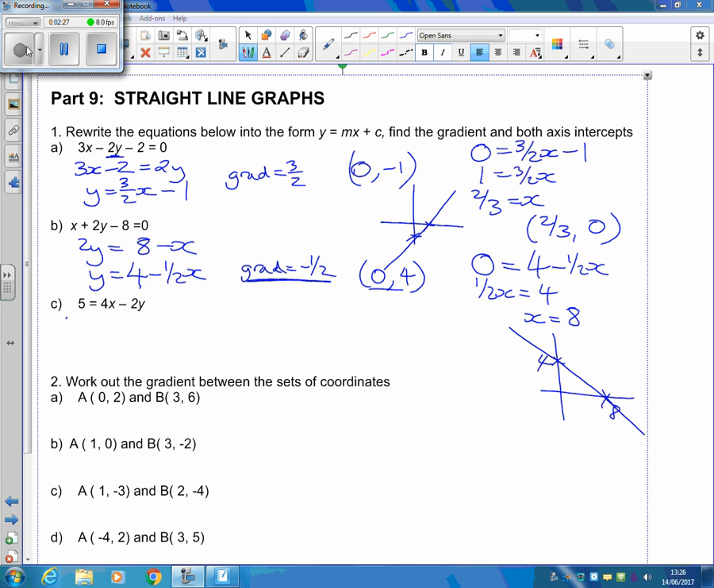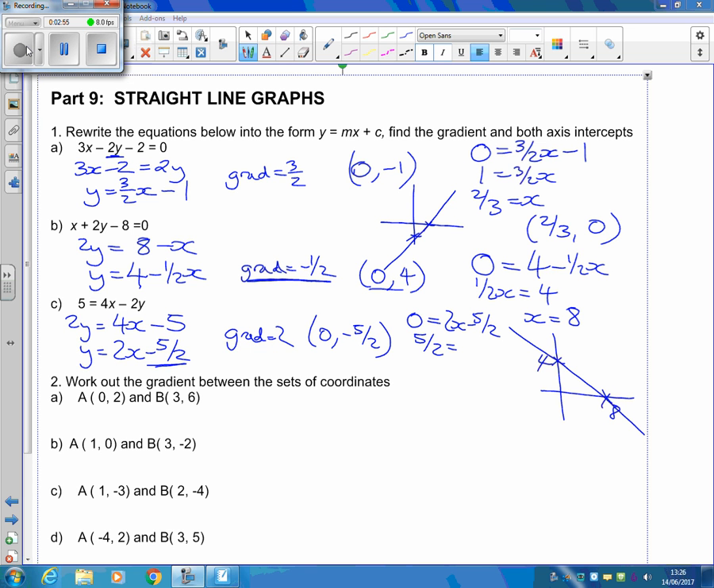What should we do here? Should we add 2y to both sides, take away 5 from both sides, and then we'll divide both sides by 2. So my gradient here is 2. My y-intercept is 0, minus 5 over 2. And to find my x-intercept, I'm putting 0 equals this. I'm going to add that to both sides and times by 2. So that's given me that x is equal to 5.